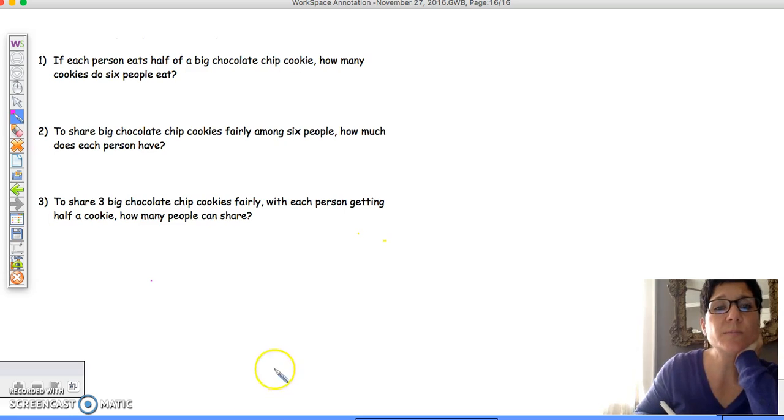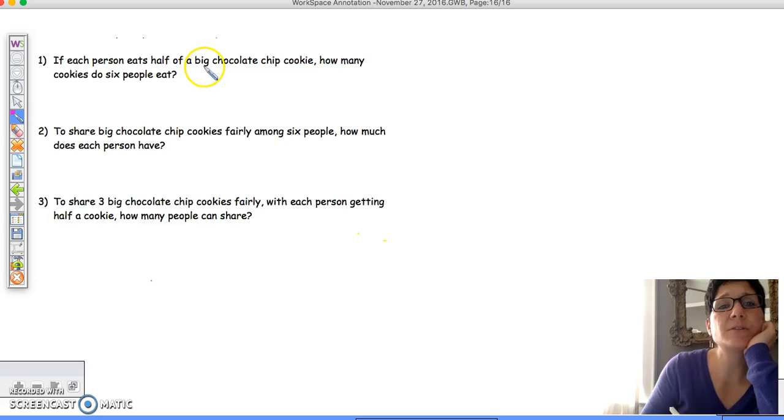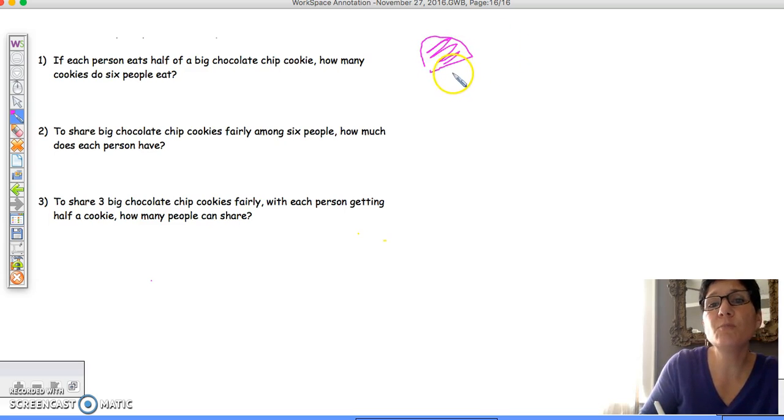Okay, so let's go back up to A. It says if each person eats half of a big chocolate chip cookie, how many cookies do 6 people eat? So if you have 6 people there and they're eating half a cookie, right? That means that 2 people have actually eaten how many cookies, right?